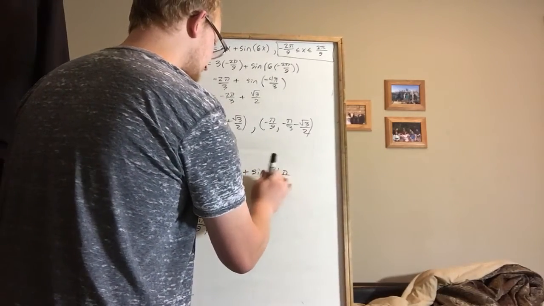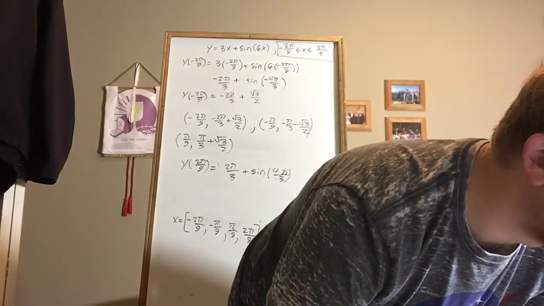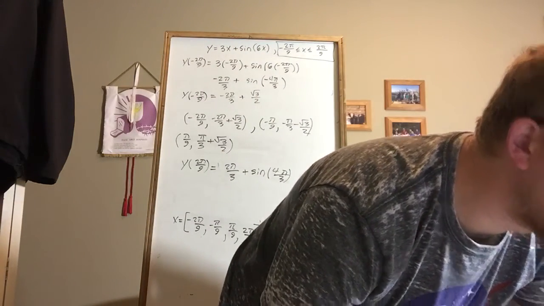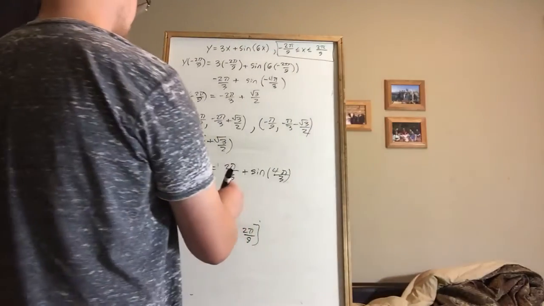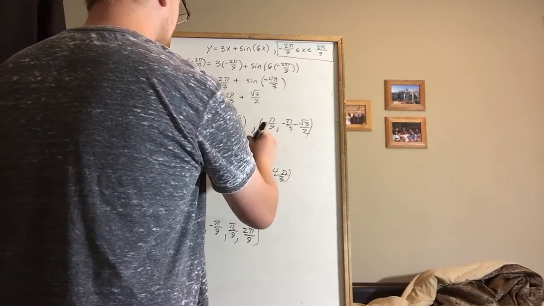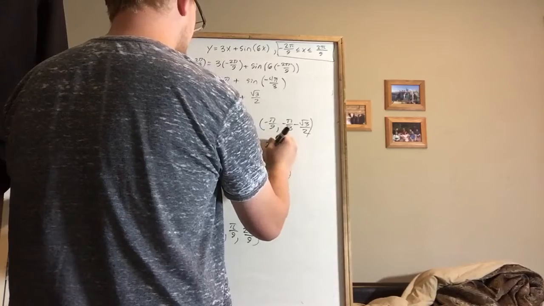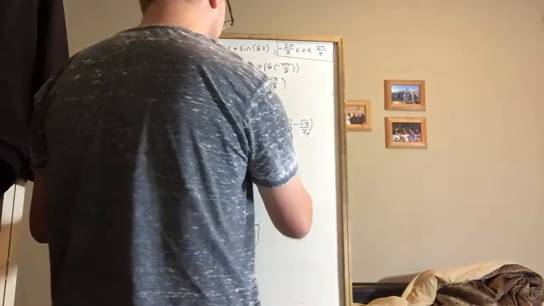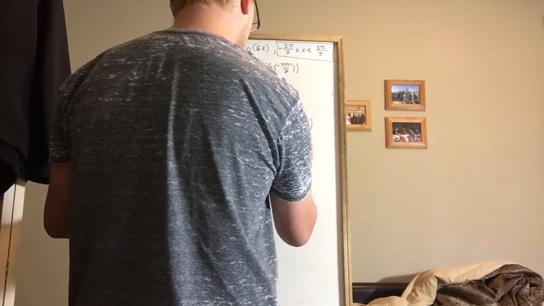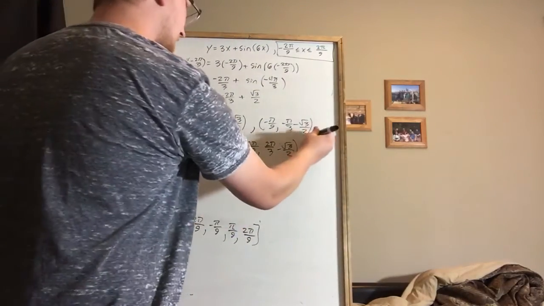12 pi ninths is equivalent to 4 pi thirds. And then we'll check our unit circle for 4 pi thirds. So 4 pi thirds, our sine value is negative root 3 over 2. So for this last value, when we plug in 2 pi ninths, we get out 2 pi thirds minus root 3 over 2. So we have all four max and minimum values.